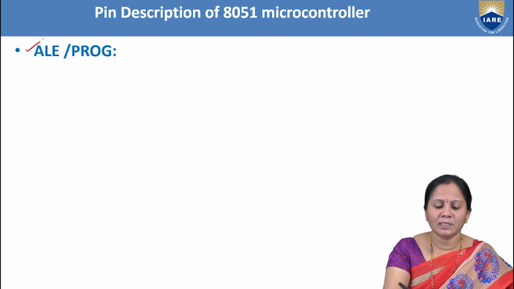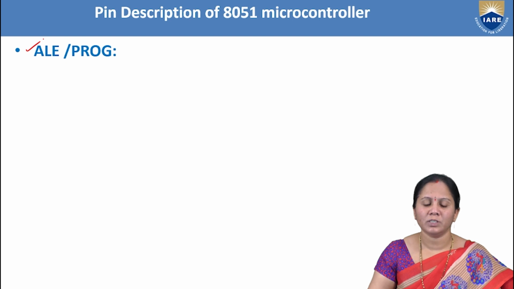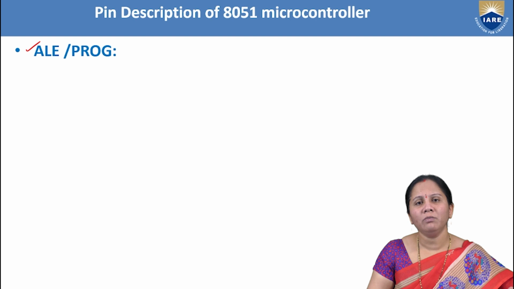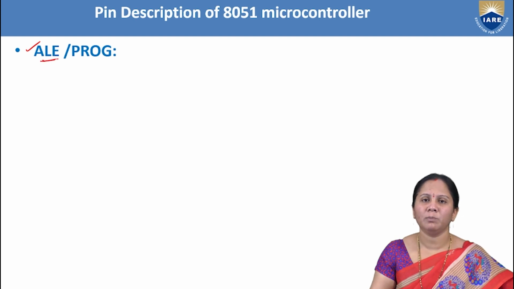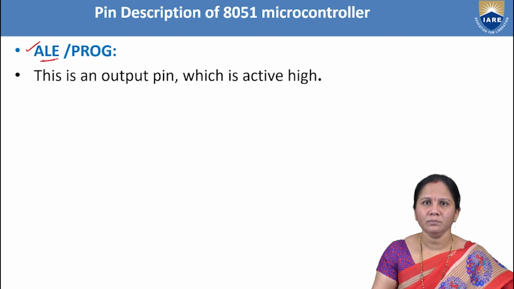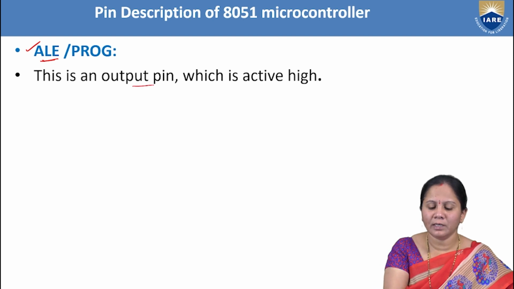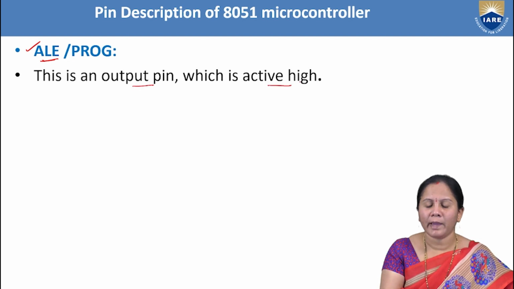And another signal is ALE by PROG. ALE stands for address latch enable, because here we have the lower order 8 bits address and data multiplexed lines. In order to demultiplex, this address latch enable will be used. This is an output pin which is active high.